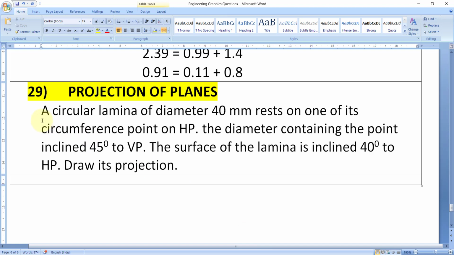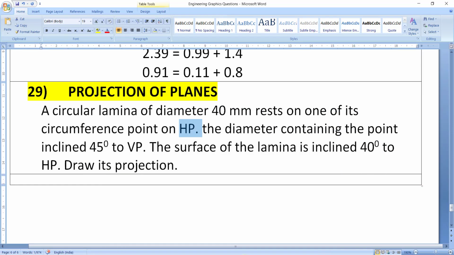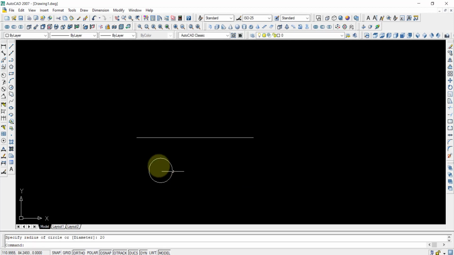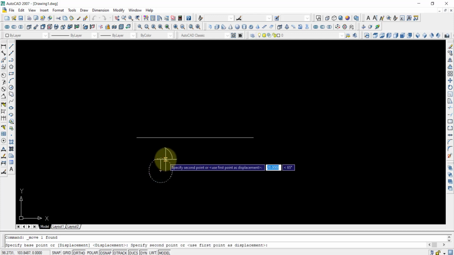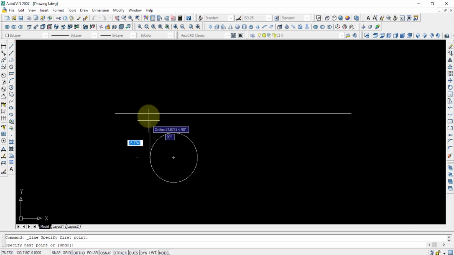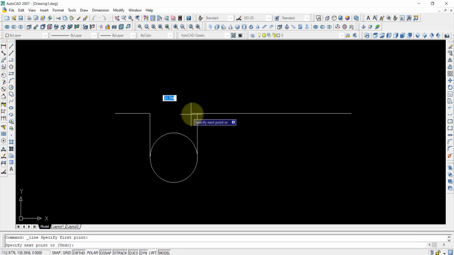Then the question is, the circular lamina of 40 mm rests on its circumference point on HP, therefore it will be in the plane. So for the circular lamina, select a circle with 40 mm diameter, therefore a 20 mm radius. I have drawn a circle and I am moving it a little up. After this, it is a plane and it is resting on the HP, therefore it will be projected on the XY line itself. Here it will be projected, so here only it will be.